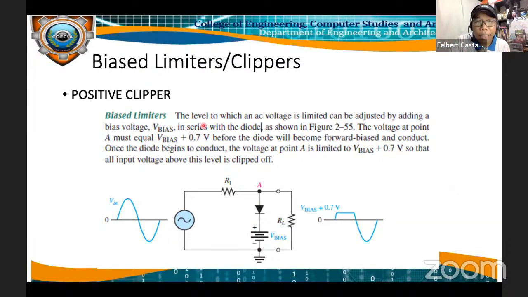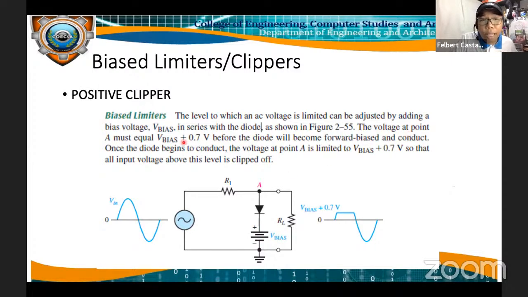Ayan, basahin natin yung bias clipper. Bias clipper or bias limiter. So the level to which an AC voltage is limited can be adjusted by adding a bias voltage, denoted by V bias in series with the diode. So yung bias natin or yung DC voltage is naka-series siya sa diode. So just like this circuit. So diode, ito yung symbol ng DC voltage or battery.